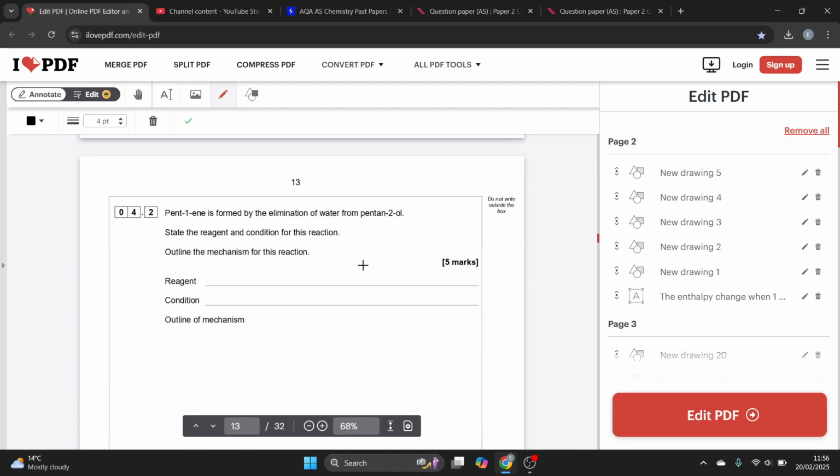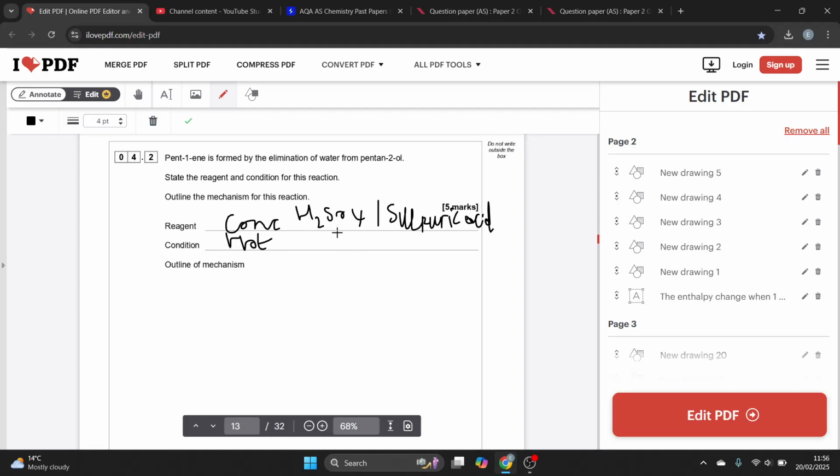State the reagent and condition for this reaction. Pent-1-ene is formed by elimination of water from pentan-2-ol. The reagent: concentrated sulfuric acid, concentrated H2SO4, and condition: hot. You could also say concentrated phosphoric acid, H3PO4, if you're wondering for the formula. But yeah, concentrated sulfuric acid is the most common one to say.